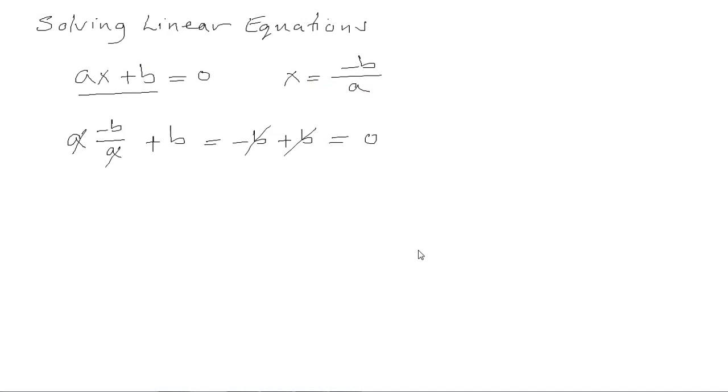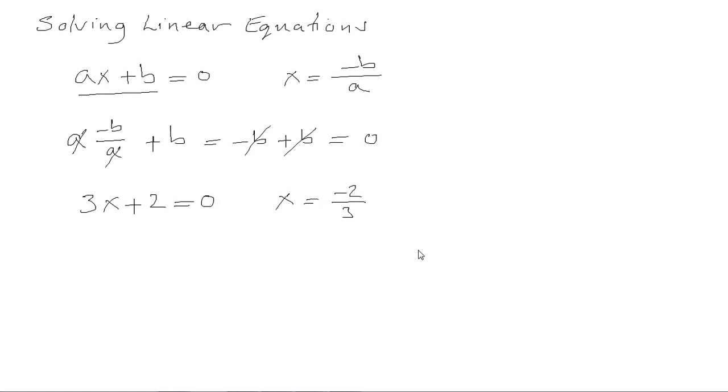Okay, let's look at some examples of linear equations. 3x plus 2 equals 0. This is obviously in the standard form, and it is a linear equation, and for this linear equation the solution would be negative 2 over 3, that is minus b over a.